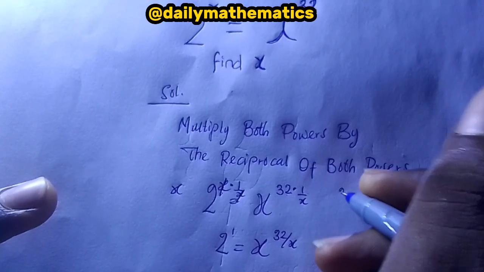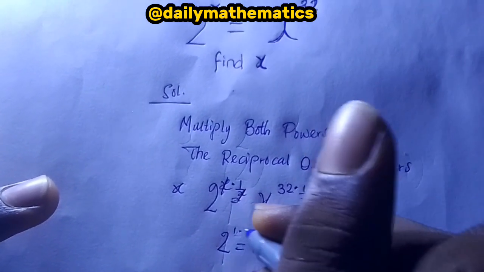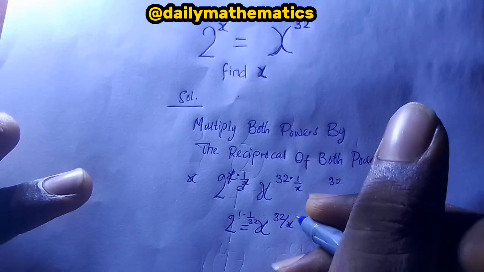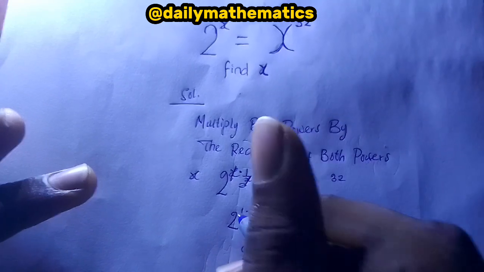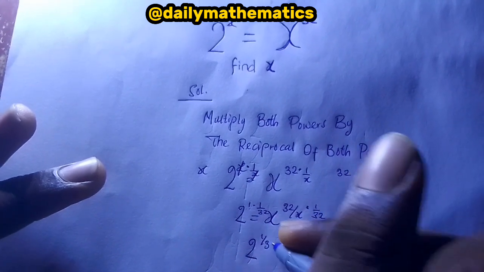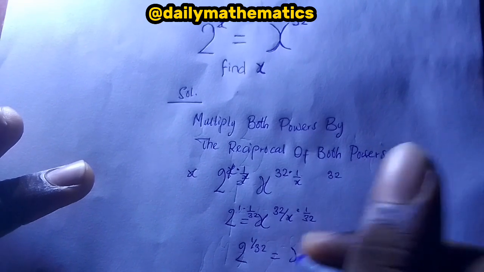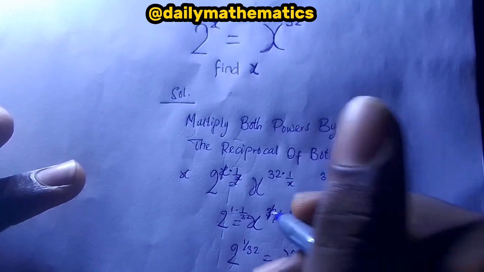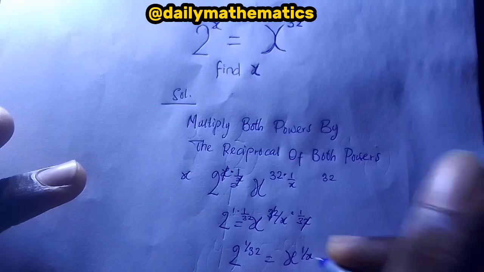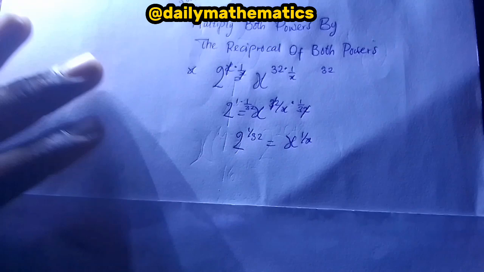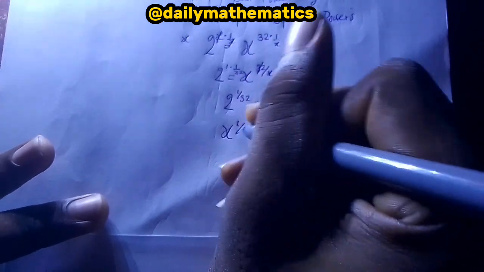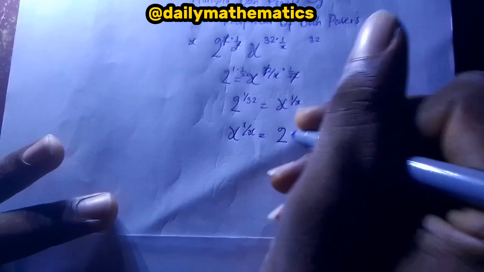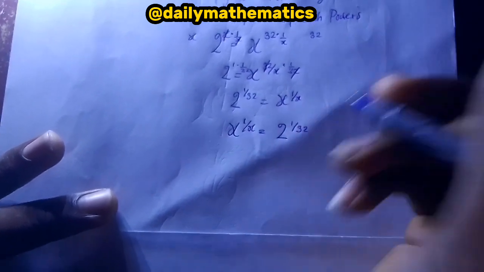Now if we want to do it for 32, we multiply by the reciprocal of 32, right? So from here we have 2 raised to the power of 1 times 1 gives us 1 over 32 equals x. 32 cancels 32, we have 1 over x, right? So from here we can just write it as x raised to the power of 1 over x equals 2 raised to the power of 1 over 32, right?